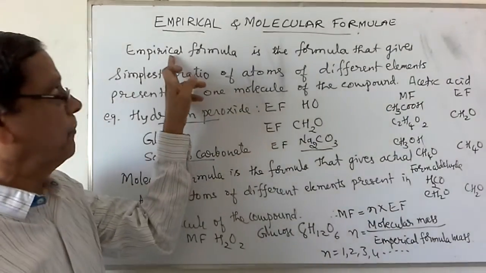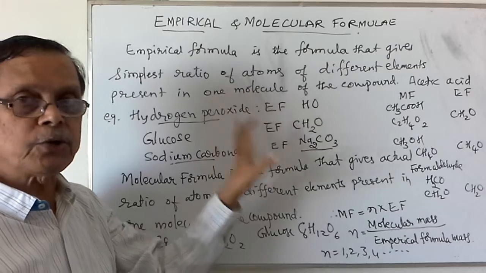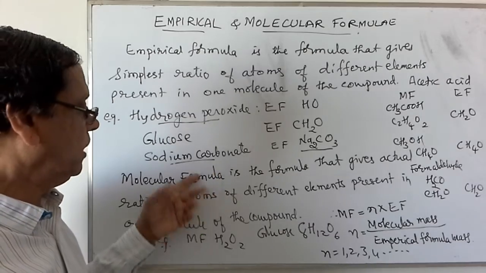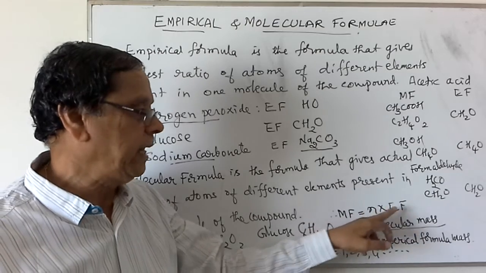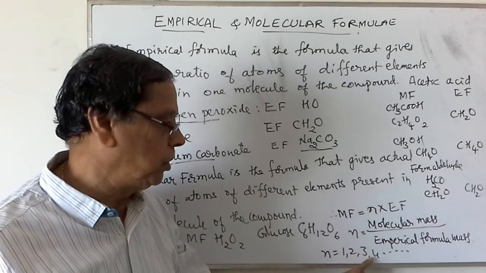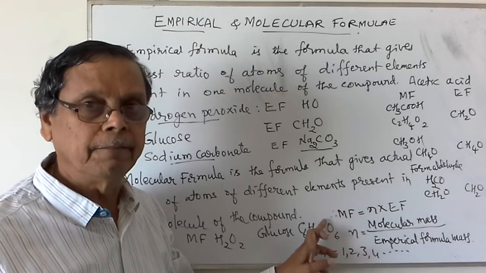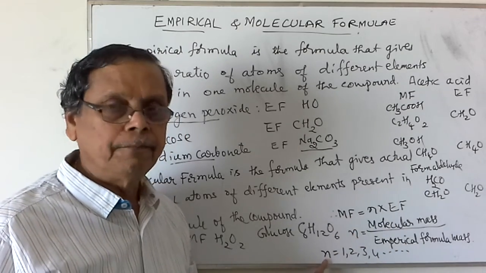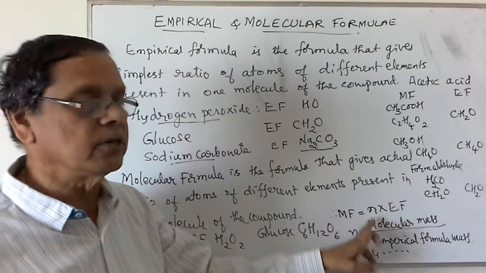So empirical formula is the simplest formula, while molecular formula will indicate the actual number of atoms of the different elements present in one molecule. So we can have the relationship between empirical and molecular formula as molecular formula is equal to n times the empirical formula. Here n can be either 1, 2, 3, 4, etc. If n is equal to 1, empirical and molecular formula will be the same. For example, in case of formaldehyde, methanol, etc., n is equal to 1. For acetic acid, n is equal to 2. For glucose, n is equal to 6. For hydrogen peroxide, n is equal to 2.